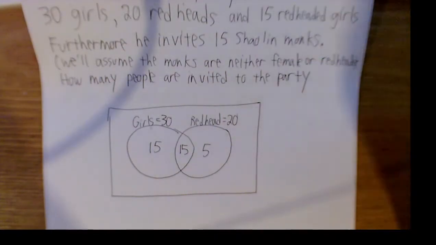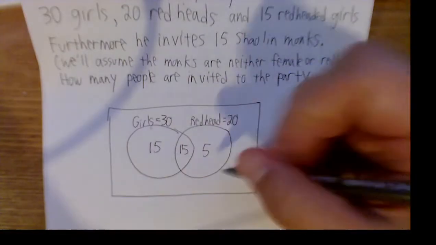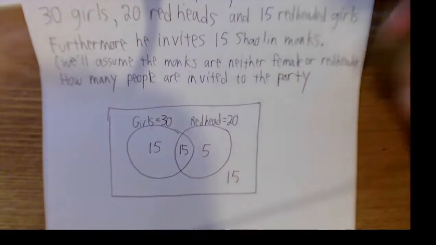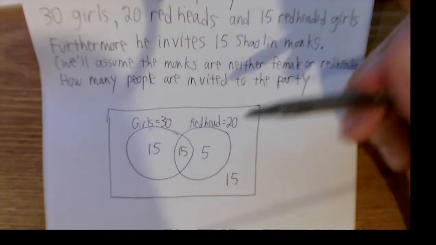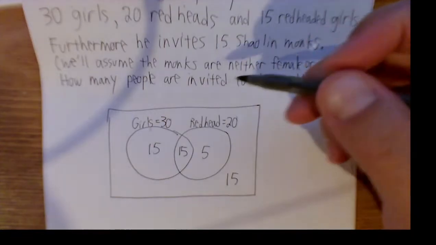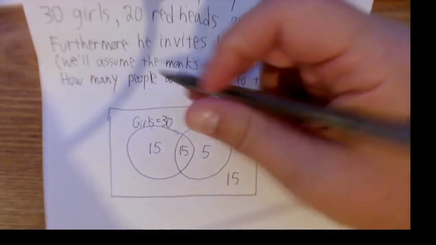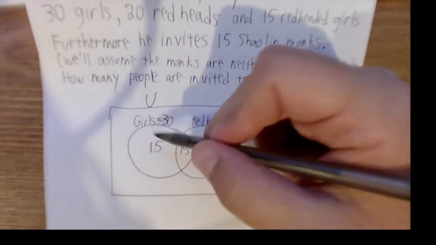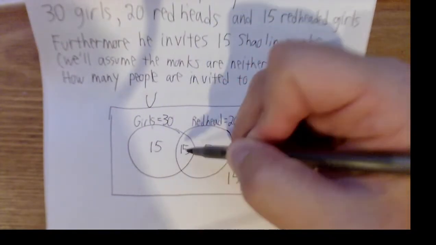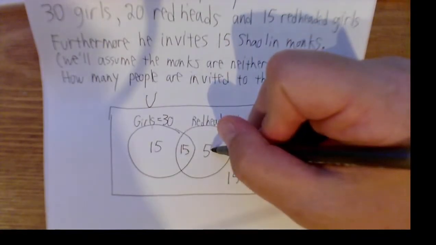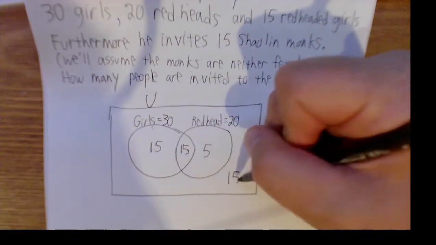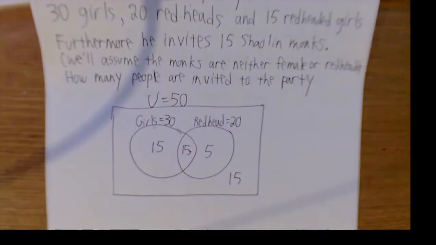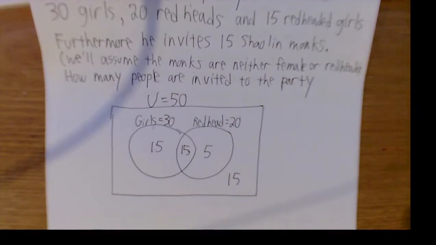Now we have our Shaolin monks that are neither girls or redheads, right? And so the Shaolin monks go outside. So these are your exterior, right? They're non-girls and non-redheads. So now we want to figure out what our universe is, right? Well, we can add the components together. So we have 15 here plus 15 here. That's 30. Plus 5 is 35. And then we have 15 outside of here. That's 50. So there's a total of 50 people invited to this party. Sounds like a real rager. It'd be kind of cool to hang out with some Shaolin monks.